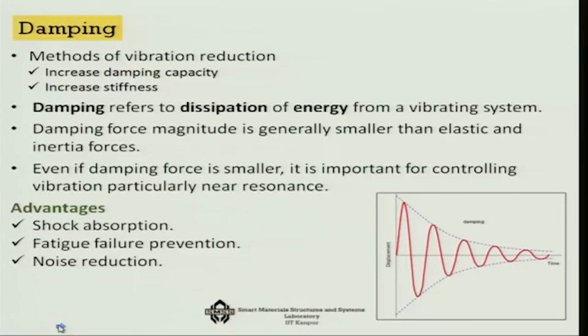Now, there must be a material property which actually determines the level of vibration, or the kind of energy dissipation possible in the system. Now, this method of vibration reduction actually has two ways. One is the damping capacity and another is through the stiffness.